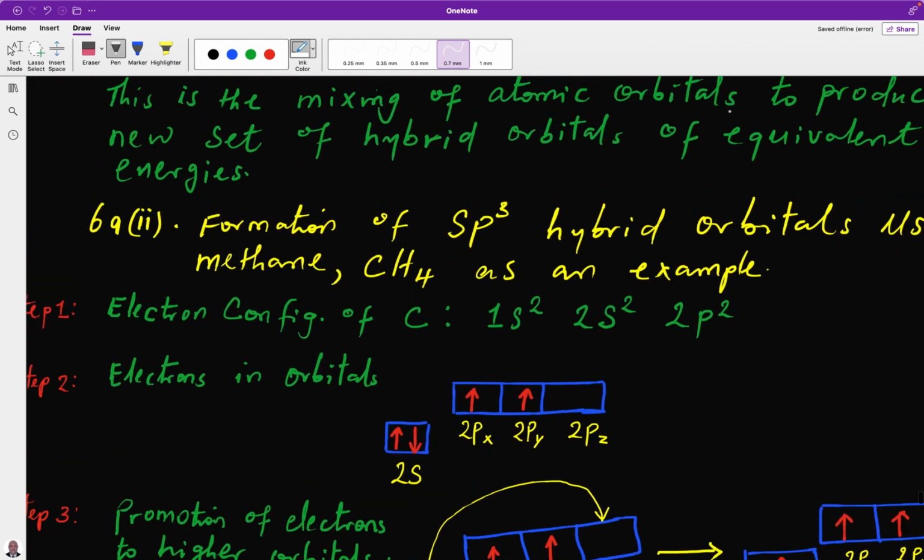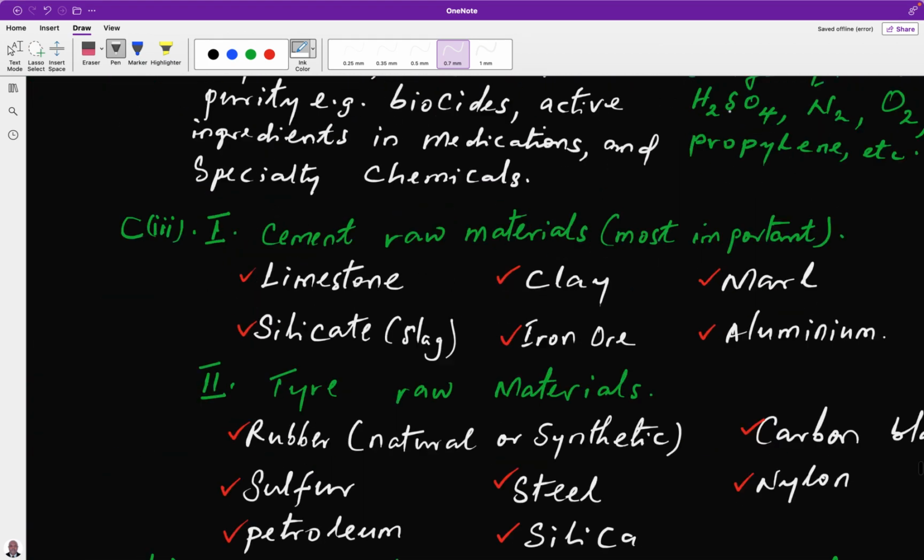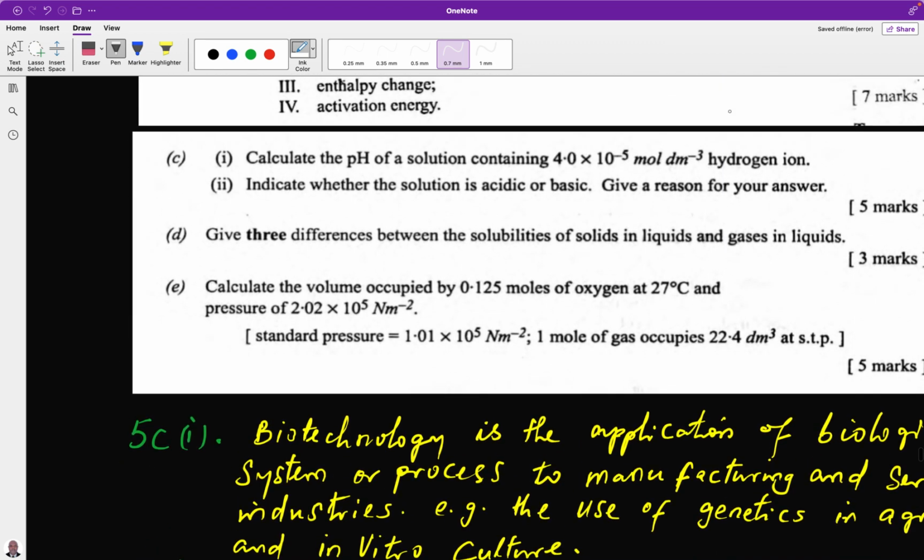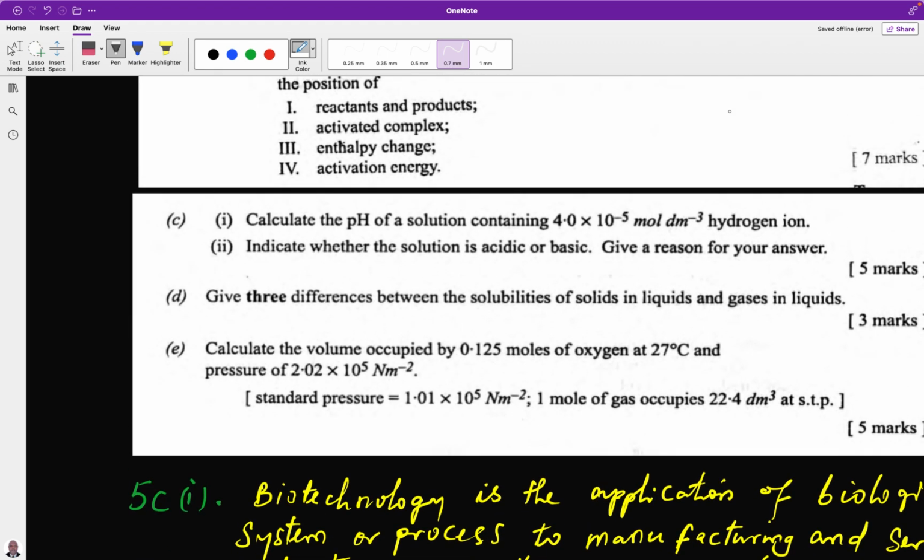The next question is C. Calculate the pH of a solution containing 4.0 times 10 to the minus 5 mole per dm cube hydrogen ion. Indicate whether the solution is acidic or basic, and give a reason for your answer. The calculation and the reason altogether carry 5 marks.